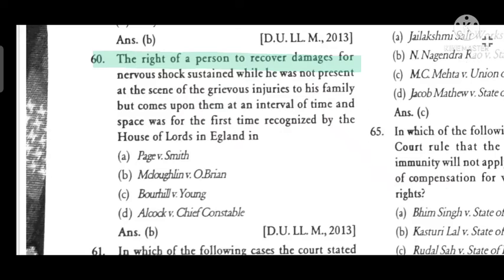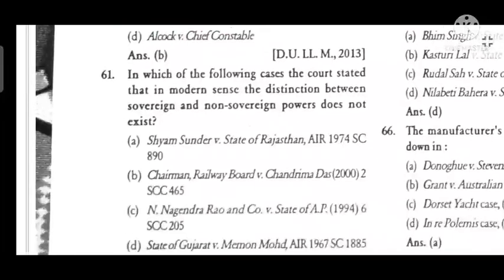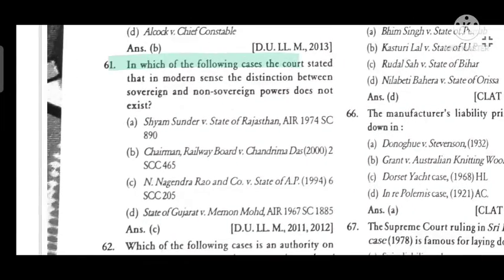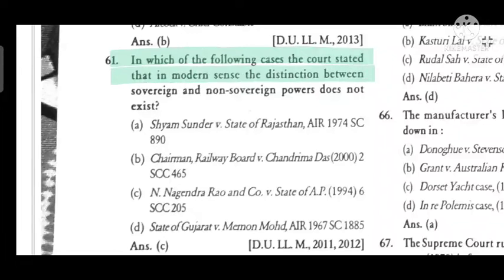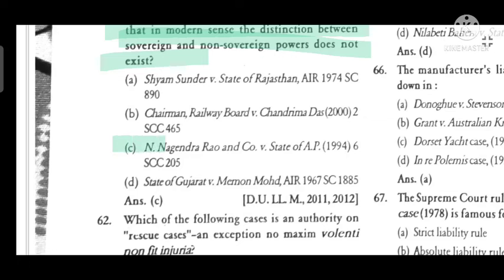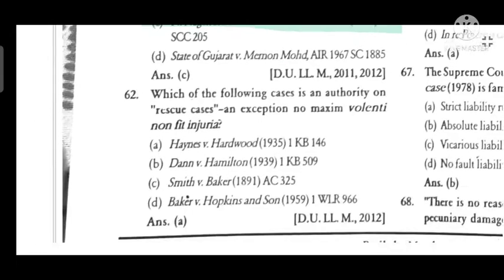The right of a person to recover damages for nervous shock sustained while he was not present at the scene of grievous injury to a family member, but comes upon it after an interval of time and space, was for the first time recognized by the House of Lords in England in McLoughlin versus O'Brien. In which one of the following cases did the court state that in the modern sense the distinction between sovereign and non-sovereign power does not exist? N. Nagendra Rao and Company versus State of Andhra Pradesh, 1994.